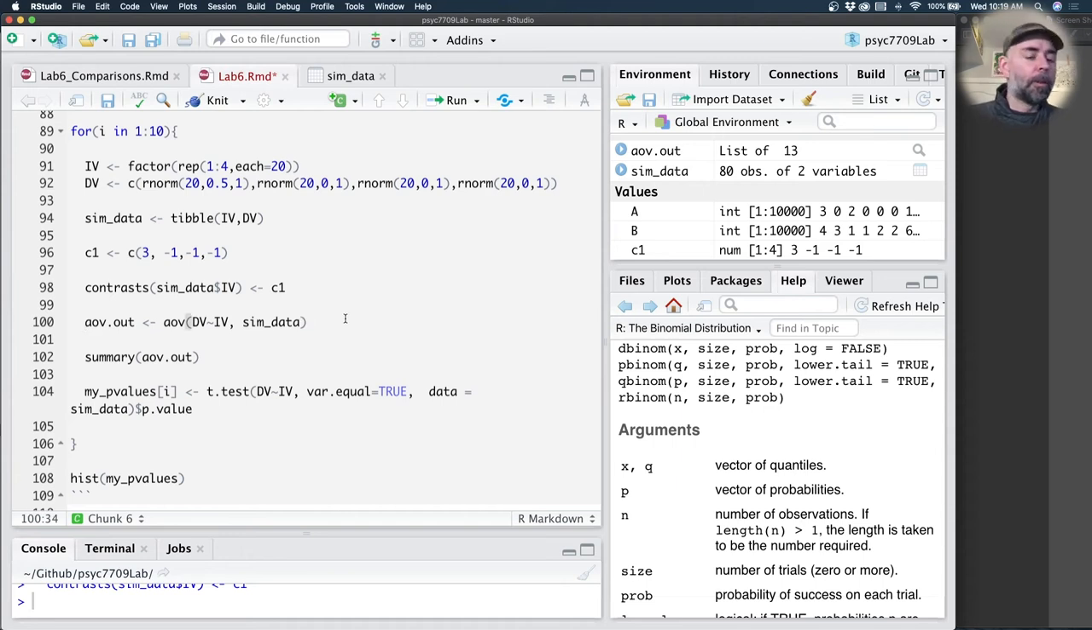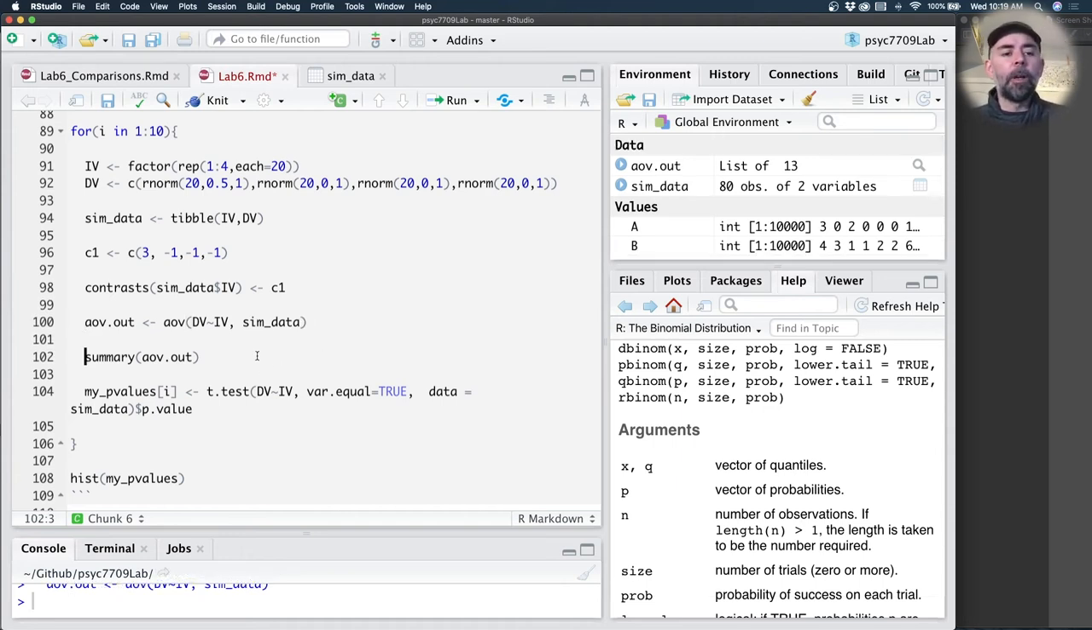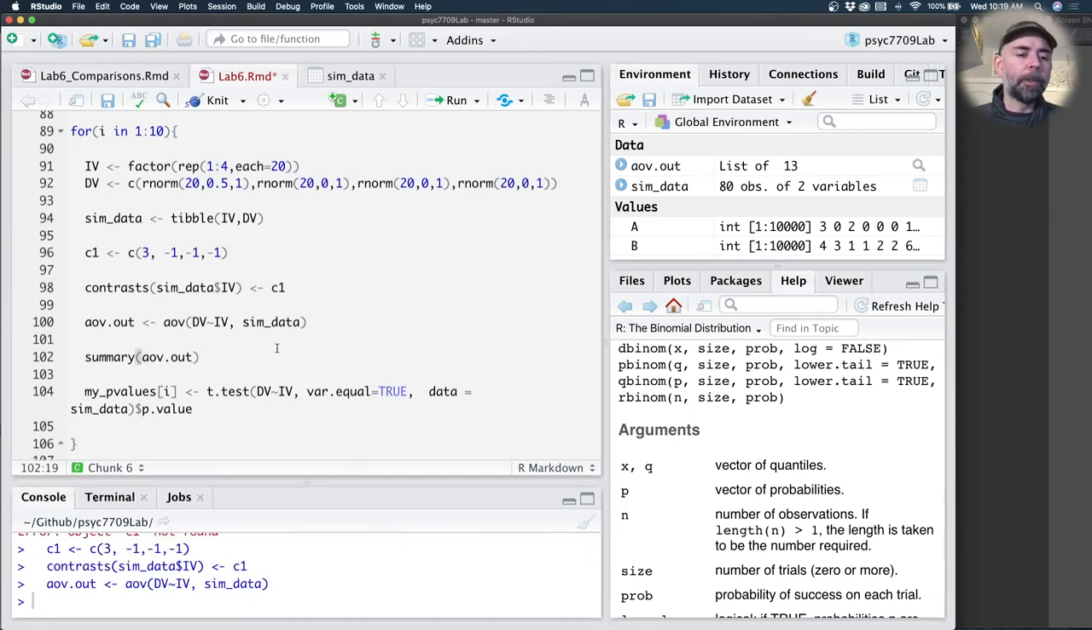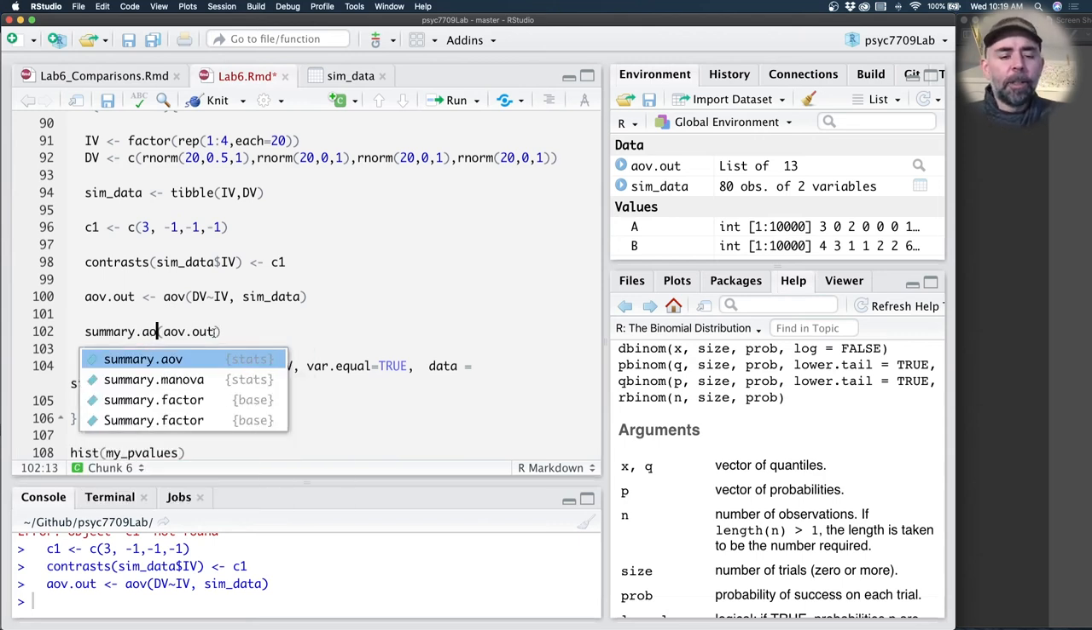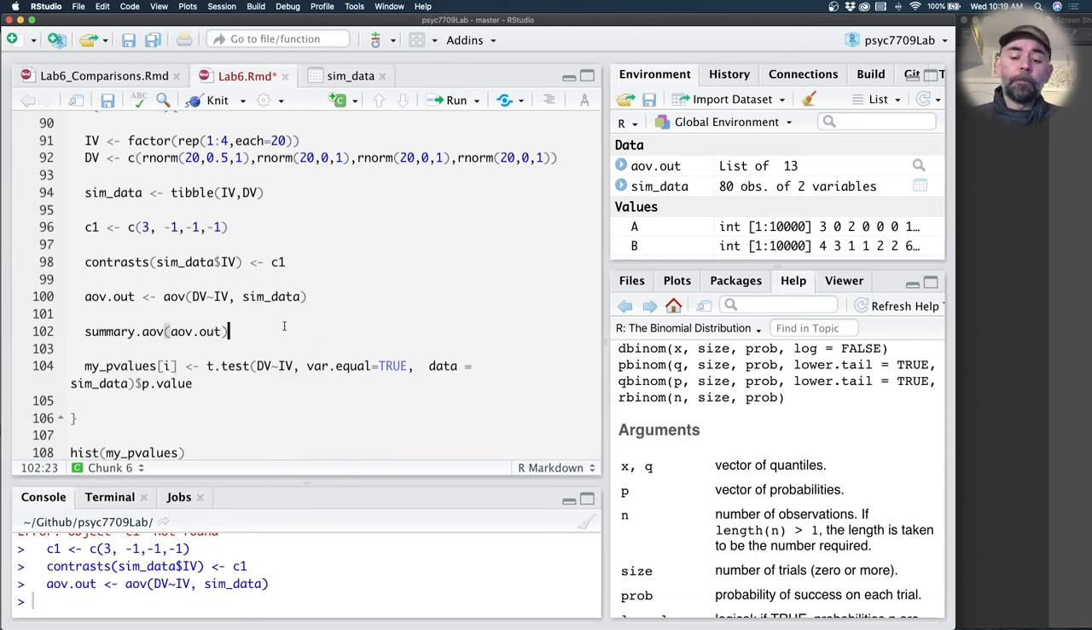Now when I run this ANOVA, I know that I'm going to be able to output that contrast, but I have to use the summary.aov function. I'm surprised I'm doing this by memory. Now this is the part where I'm probably going to forget. Let's see if I can do it.